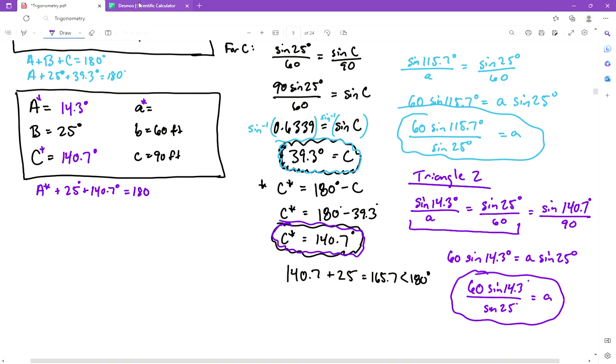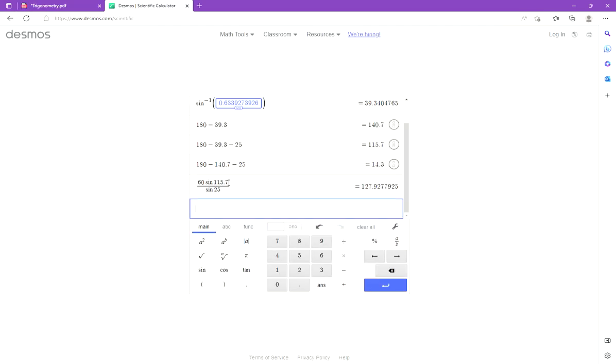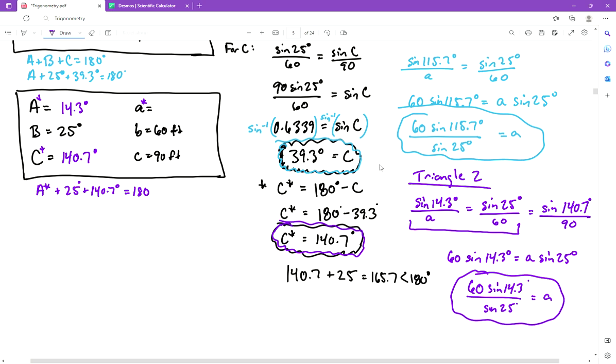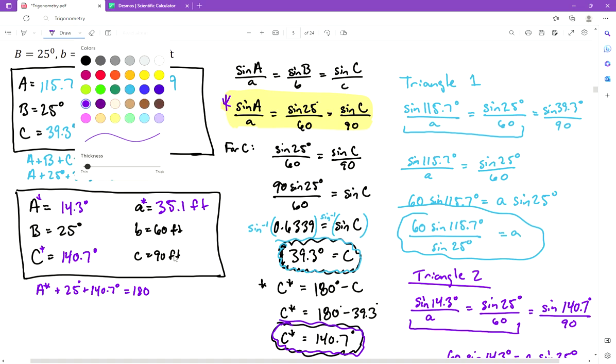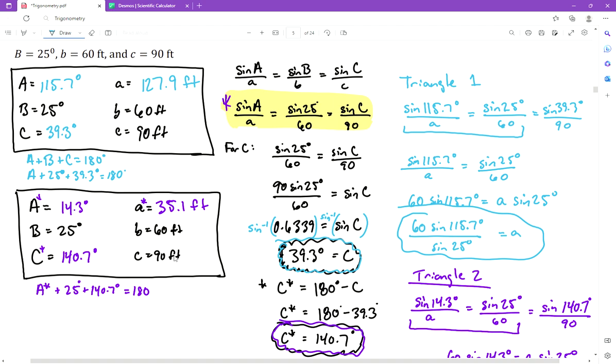Let's get it. So 60 sine of 14.3, let's just type that over. There we go, and we get 35.1. And now we can put that in, 35.1 feet. We got it all. We did it. Let's double check it a little bit to see if we're at least on the right track. Remember, the biggest angle always matches with the biggest side.